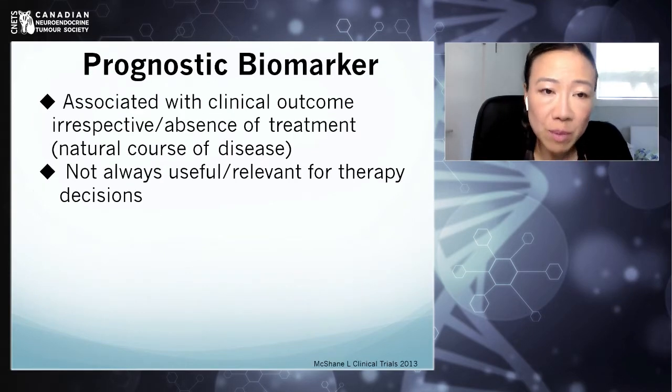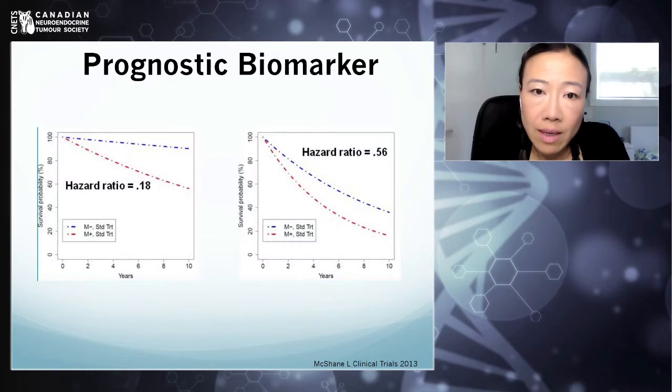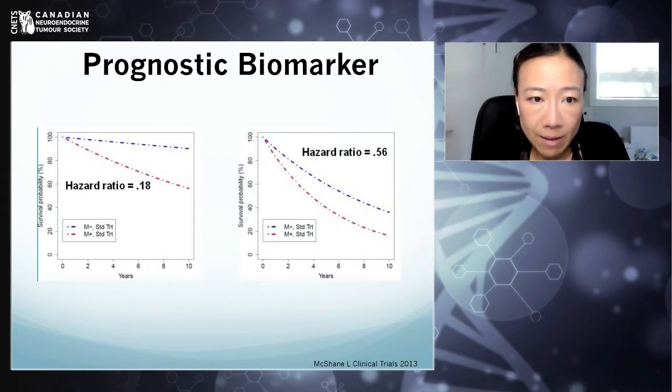From an oncologist's perspective, the definition of a prognostic biomarker is that this biomarker is associated with clinical outcome irrespective of treatment, reflecting the natural course of the disease in the absence of treatment. So they're not useful for making therapeutic decisions. And here is an example I'll give you for a prognostic biomarker.